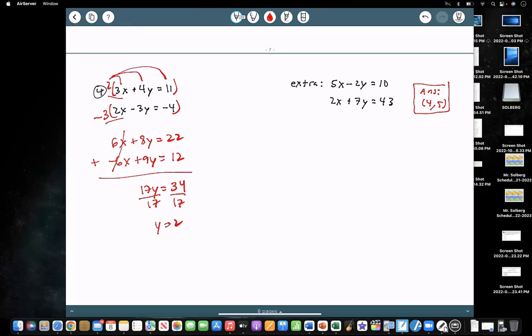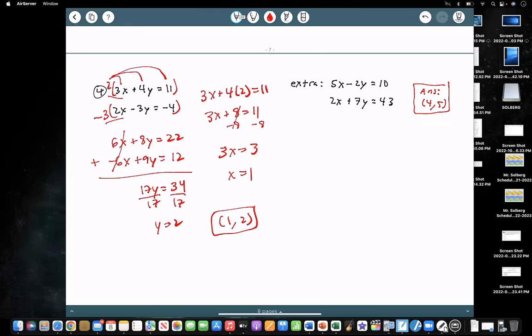Okay, so picking either of the originals, we'll just stick with the first one. So 3x plus 4y. Now that I know y is 2, we can go ahead and plug that in. 4 times 2 is just 8. Okay, so minus 8 on both sides. We get 3x equals 3. Divide by 3, x equals 1. So my solution would be 1, 2.